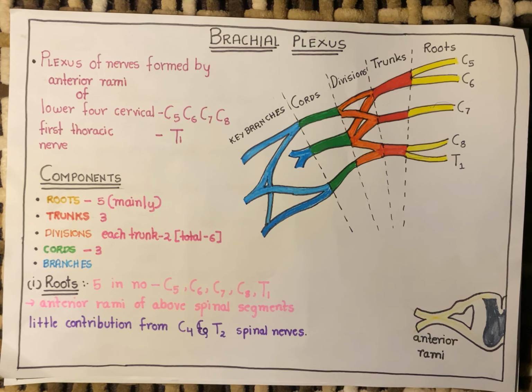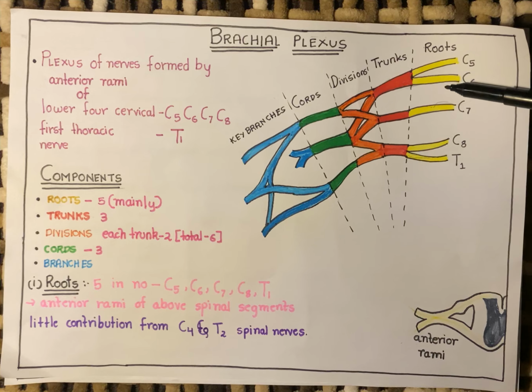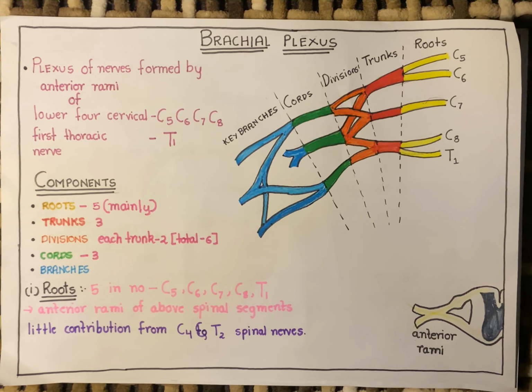In this representation, we can see that from the cross section of the spinal cord, there is a dorsal root arising, and there is a ventral root arising. These both fuse to form the spinal nerves, which then divide to form an anterior ramus and a posterior ramus. The plural form of the anterior ramus is the anterior rami. So, the brachial plexus is a plexus of nerves which is formed by the anterior rami of C5, C6, C7, C8 and T1.